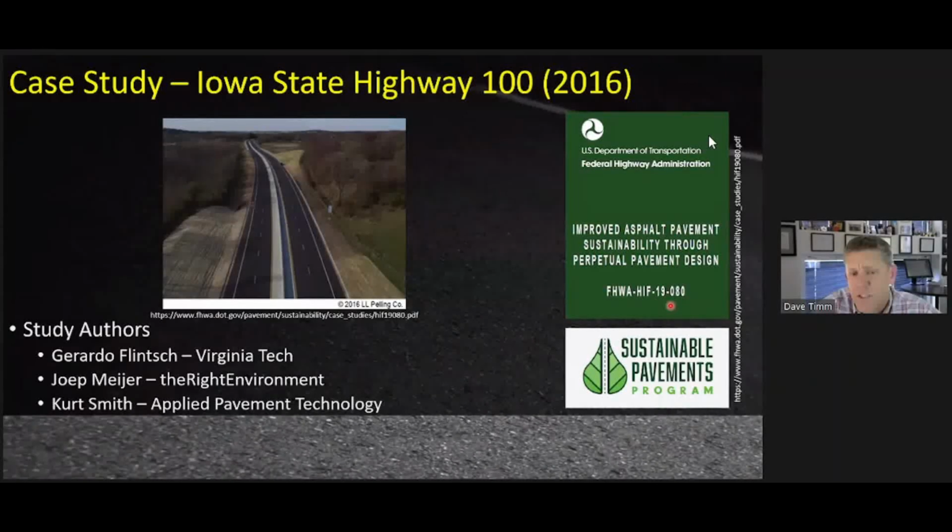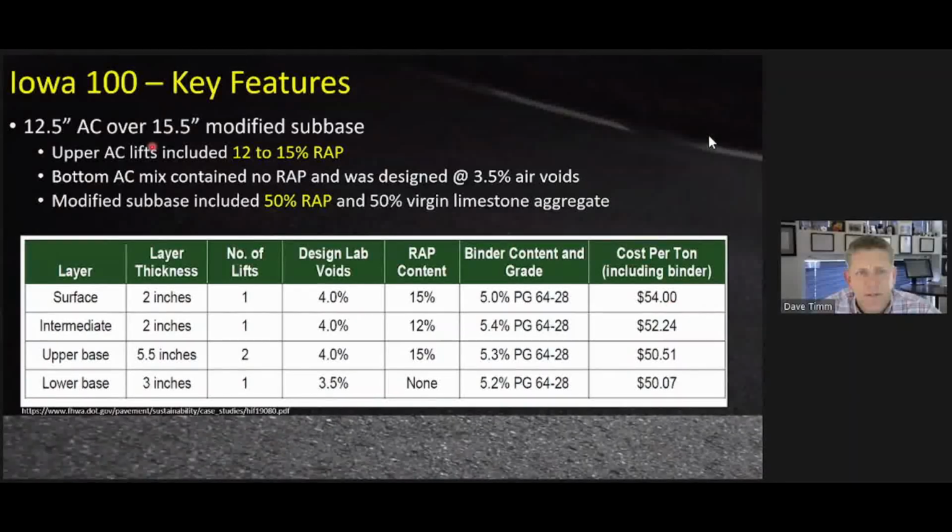But it was really interesting that they went through and documented and quantified some very specific sustainability metrics that I'll go through here in a minute. But just to tell you about this particular project, this was 12.5 inches of AC over 15.5 inches of modified subbase. And this 12.5 inches of AC is in that range that I talked about earlier, about 7.5 to 14 inches, right toward the upper level of that range.